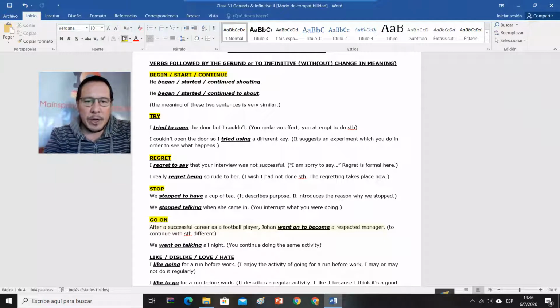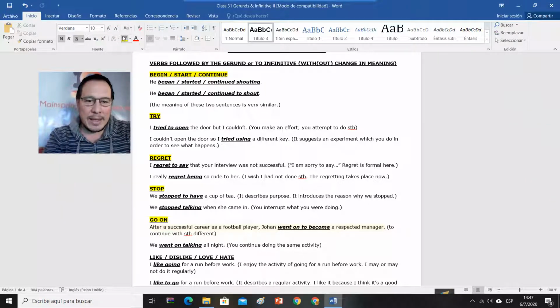After a successful career as a football player, Johan went on to become a respected manager. What does it mean? If you go on to do something, you continue with something different. Check that in this case, Johan was a football player and then went on to become a manager. First a player, then a manager, something different. In the second example, the one that we know very well, they went on talking, meaning they continued talking, doing the same action.